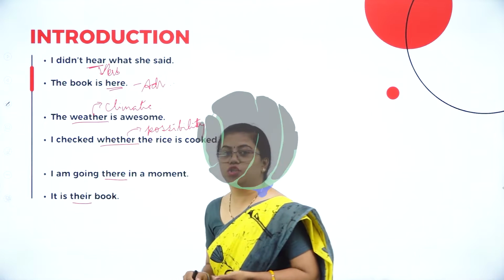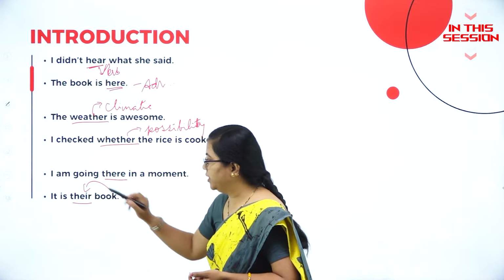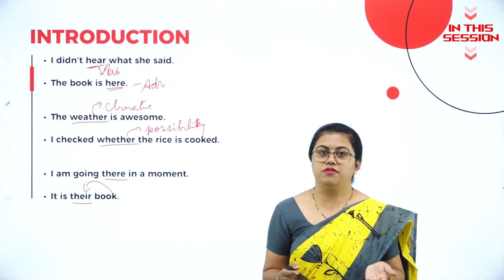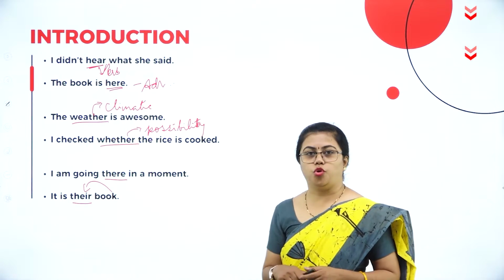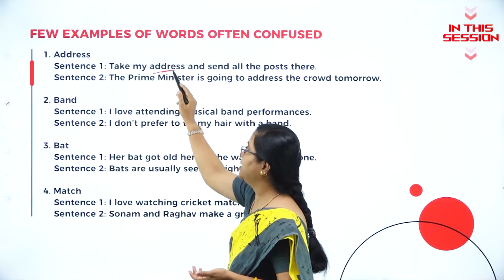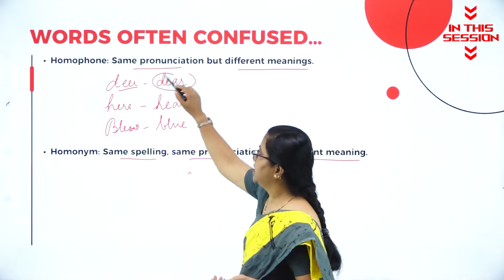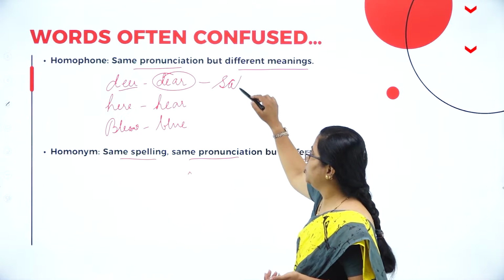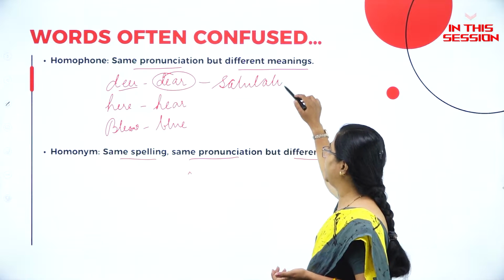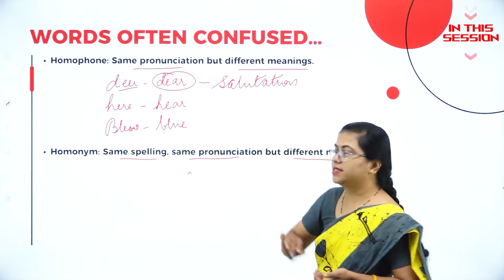It is their book. So here this book belongs to them. That is again a possessive adjective that is being used over here. So take my address. Address is something which you use to post something, to deliver something. This is the salutation that you use. What is salutation? How do you address a person? That is called as salutation.